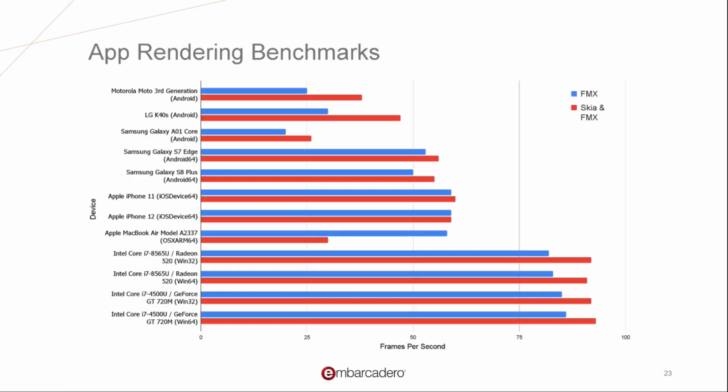Here's some benchmarks just showing you the performance improvement you can get across multiple devices. The differences are bigger on the older, slower devices. On the newer devices, they're both pretty fast. But you can see the red is Skia and the blue is FireMonkey. And you can see for some reason the ARM MacBook Air is faster in FireMonkey than Skia. So you might want to look to see what platform you're running on, turn it off. But everywhere else, it's about the same or much faster to use Skia.